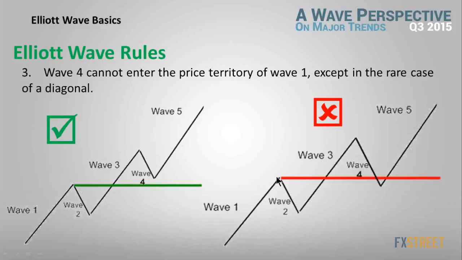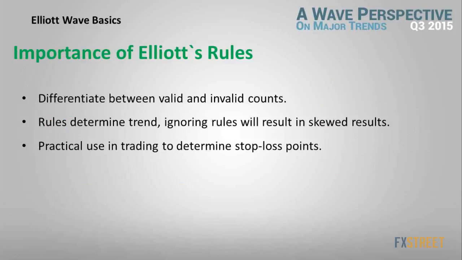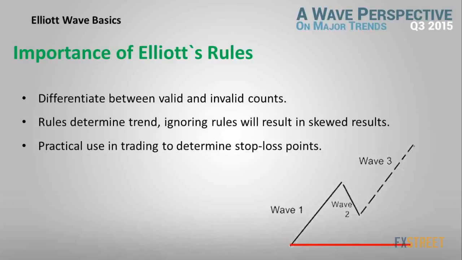Why are these rules important? Because rules determine the trend. If rules were ignored, then the result would be skewed. And more importantly, we use these rules to determine our stop-loss point. If a count reaches a certain point, then the count is invalid, and we have to go back to the drawing board to analyze the market and understand its behavior.